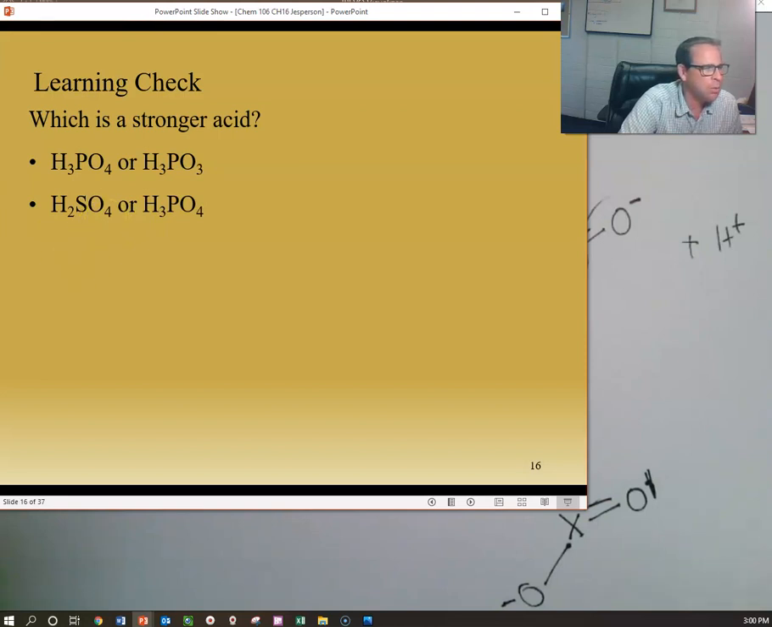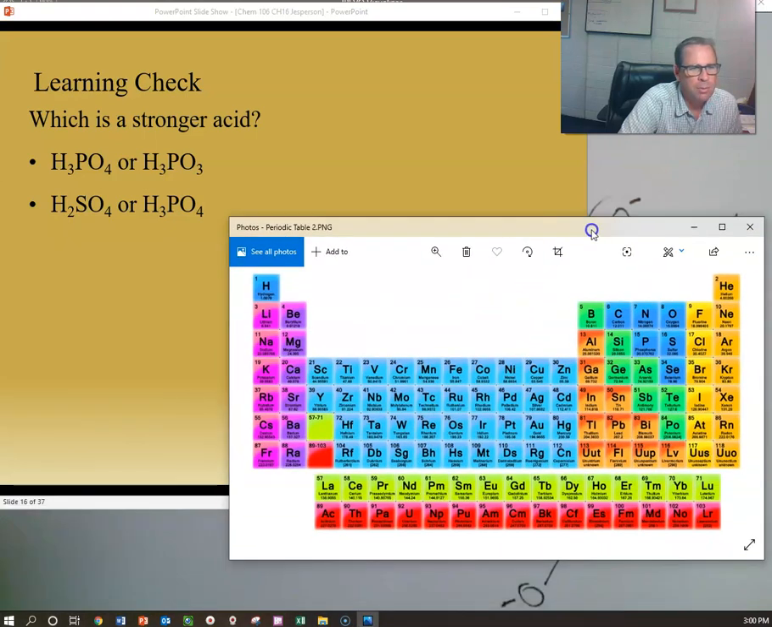H2SO4 and H3PO4, Camille. Which one of these is a stronger acid? We have to bring up our periodic table. H2SO4. H2SO4, that's right. H2SO4 is going to be our stronger acid. Now we also know something about H2SO4, don't we? It's one of the strong acids. H3PO4 is not. So that was a gimme for that. But also, we can use the periodic table to know that.